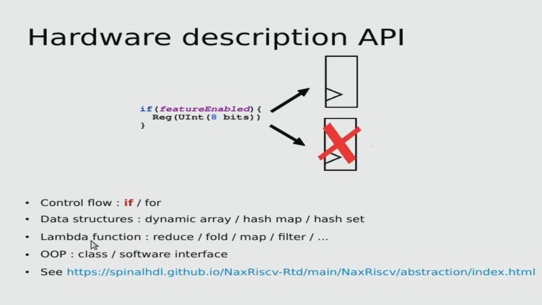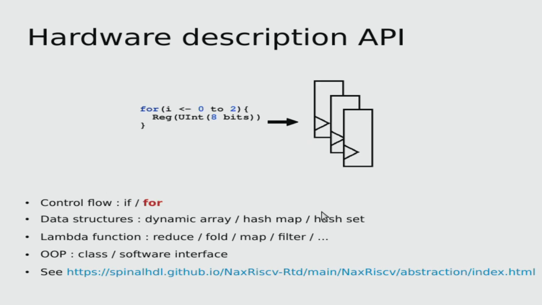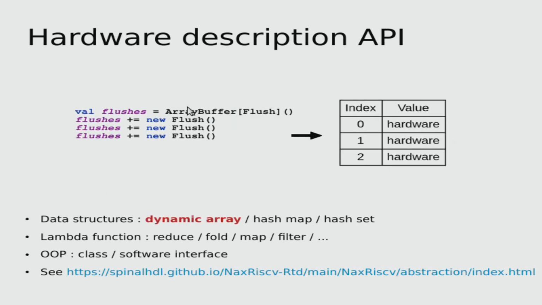For instance, if you have an if statement in your software programming language, like Scala or Python, you could add or not add some hardware in your netlist. If you have a for loop, you may add some hardware multiple times in the netlist. But it can go much further with data structures and algorithms. For instance, you can use software dynamic arrays in a CPU design. In a CPU design, you may have multiple flush interfaces, and you may want to store all those flush interfaces in a dynamic array. So, a simple example.